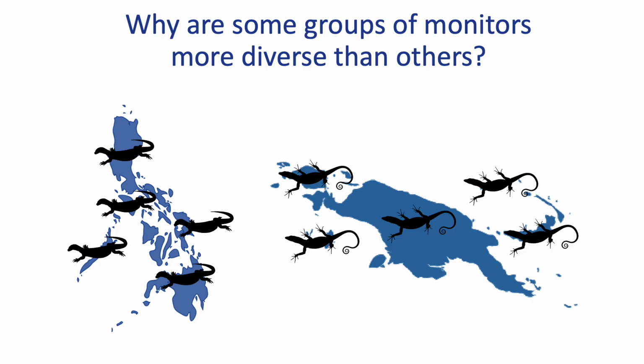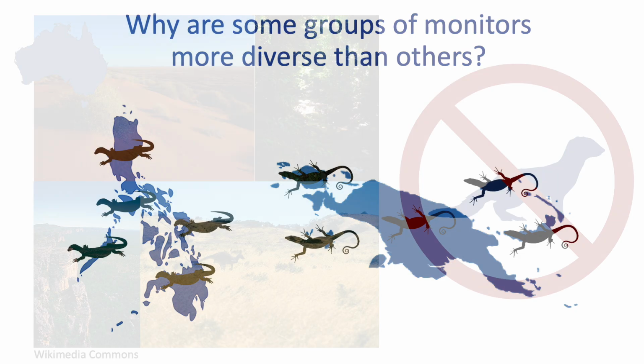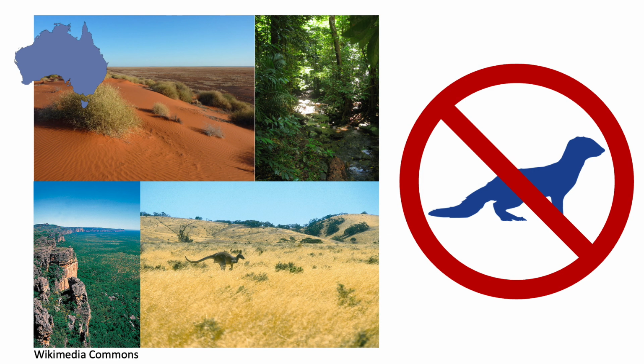Well, the Philippines and New Guinea are islands, right? And each of these islands has a different group of monitors. The monitors on each of these islands cannot reproduce with the monitors living in the other islands. So over time, they accumulate differences and become different species. But Australia is not a group of islands, it's a continent. So how did diversification happen here?